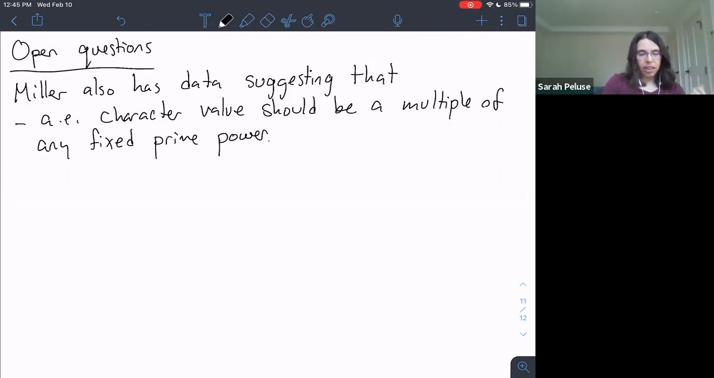Our argument doesn't say anything about higher powers because this combining parts lemma isn't true anymore. So we don't know what to do there.